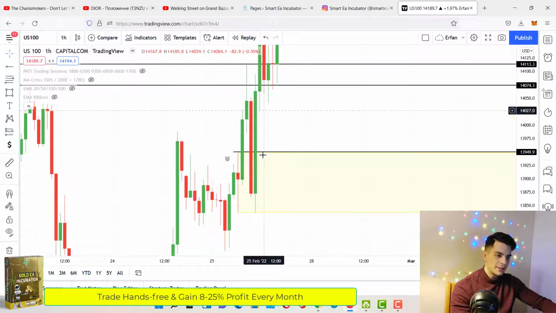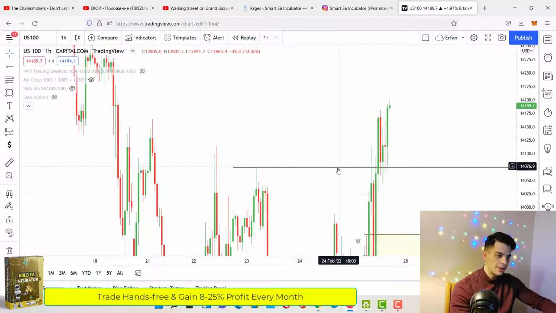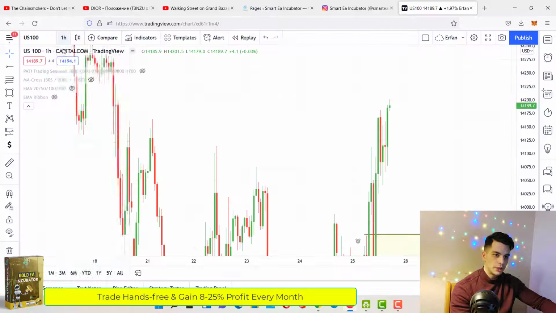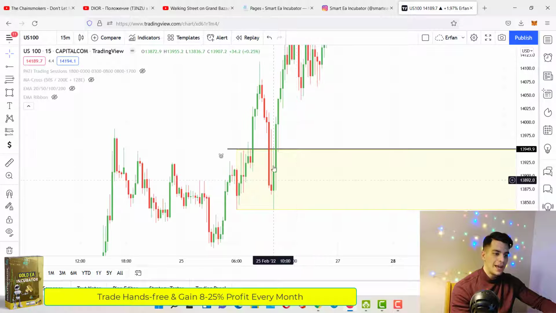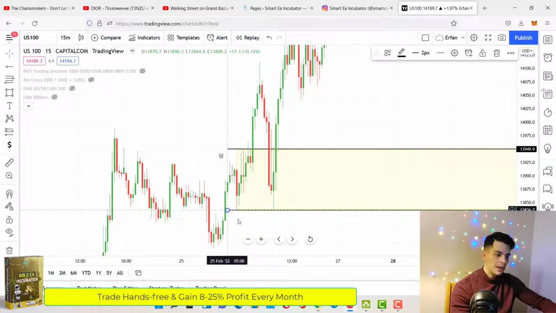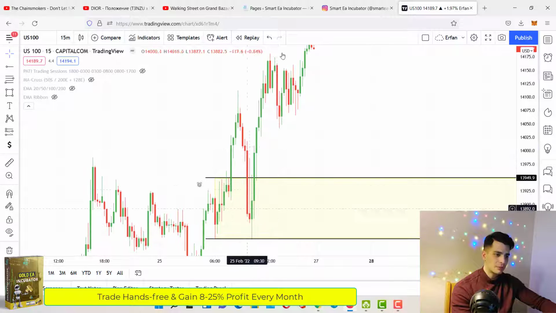It respected this zone and now it just shot up. Crazy. And if I want to go to a lower time frame, you will see how well it's respected. It's exactly at the same level. It created a support level here. We have so much liquidity around this area, below this area, and then the price just shot up.